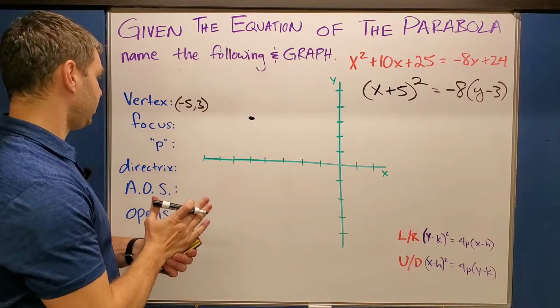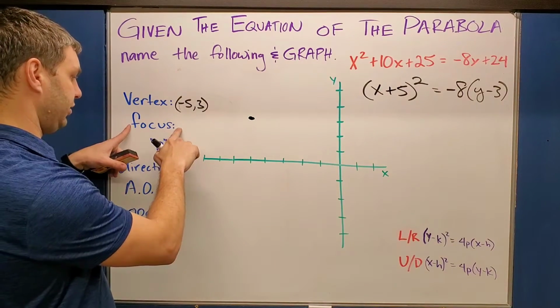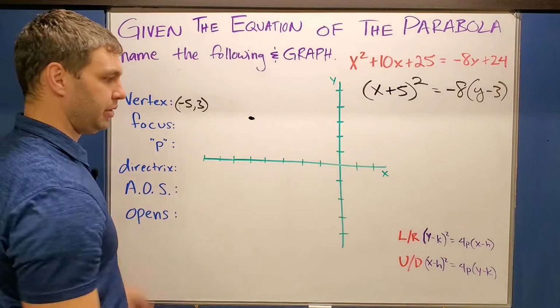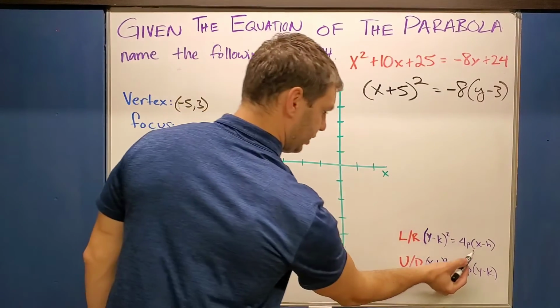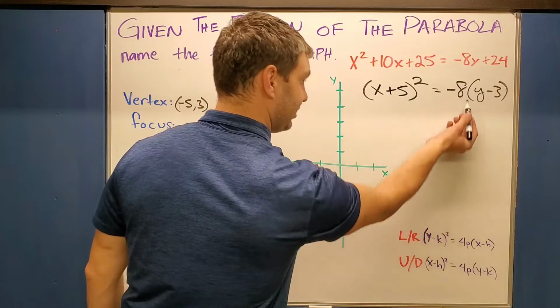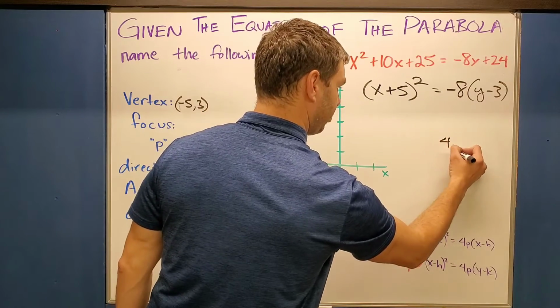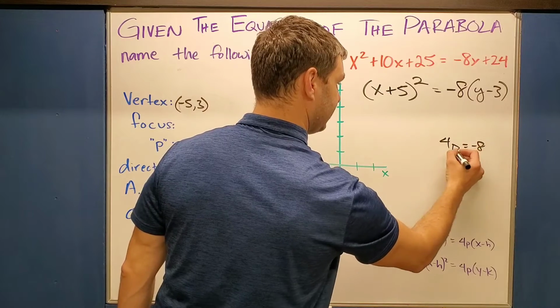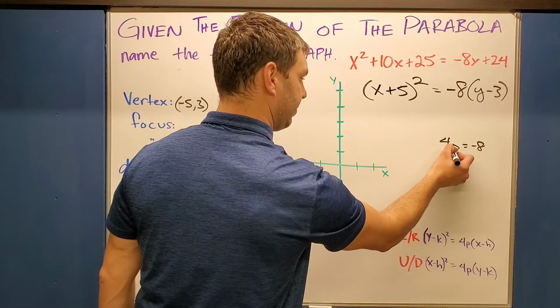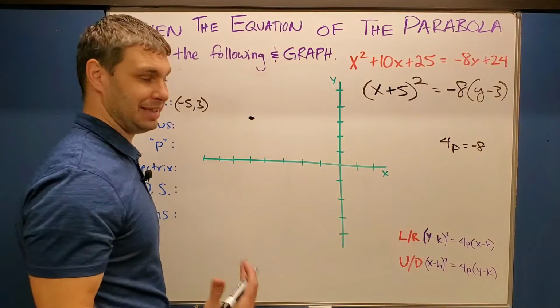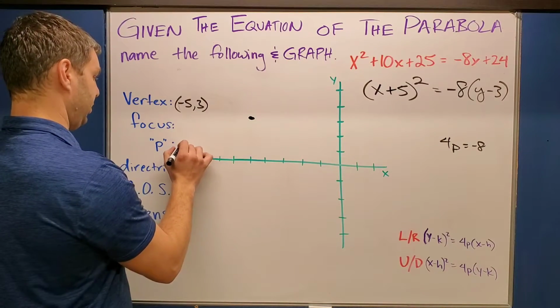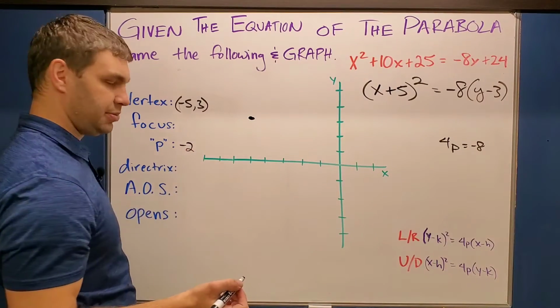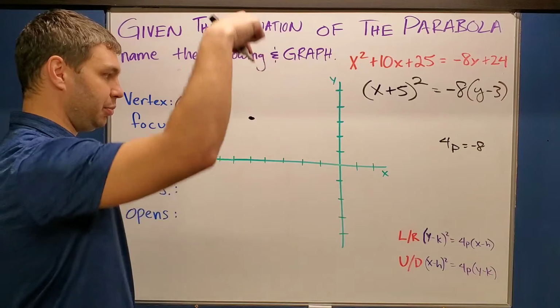Before I can do the focus, I need to find the p value. The p comes in front of the second set of parentheses, and it says 4p equals this. So I can say 4p equals -8. If I solve for p here, dividing both sides by 4, p is going to be -2. So my p value is -2, which means since it's negative, this one's going to open down.